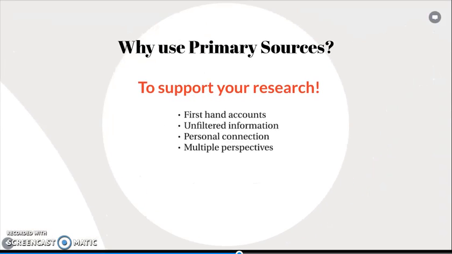The obvious answer is to support your research. Using primary sources is going to give you an extra added influence on what you're trying to say in your research. There are a few reasons exactly why we're trying to use primary resources. The first is first-hand accounts. They provide you with the power of interpretation. You are the person writing this research paper, so you are in control of the primary source analysis.